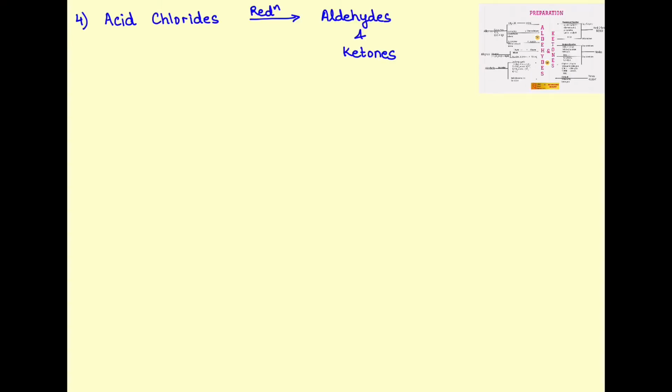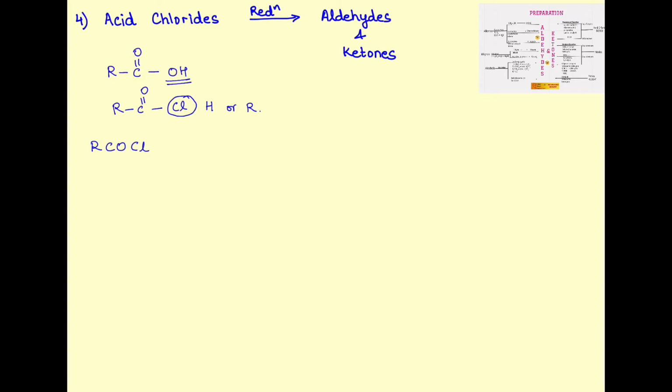Acid chlorides are nothing but derivatives of carboxylic acids, RC double bond O OH. You replace the OH by a halogen and you get what we call an acid chloride in the common system. So RCOCl. Now what do I want to do? I want to get rid of this Cl and either introduce an H or an alkyl group in order to get an aldehyde or a ketone.